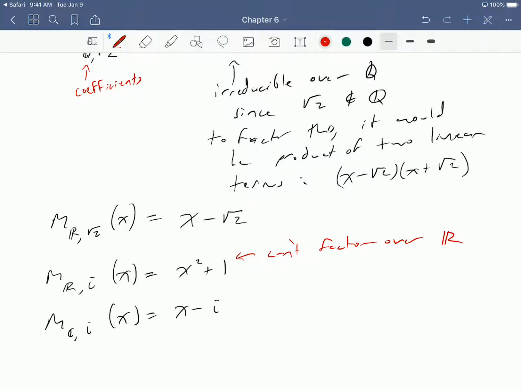On the other hand, when I'm allowed to use rational coefficients, I can factor. And so this is minimal because it's of degree 1. All right, one more example.